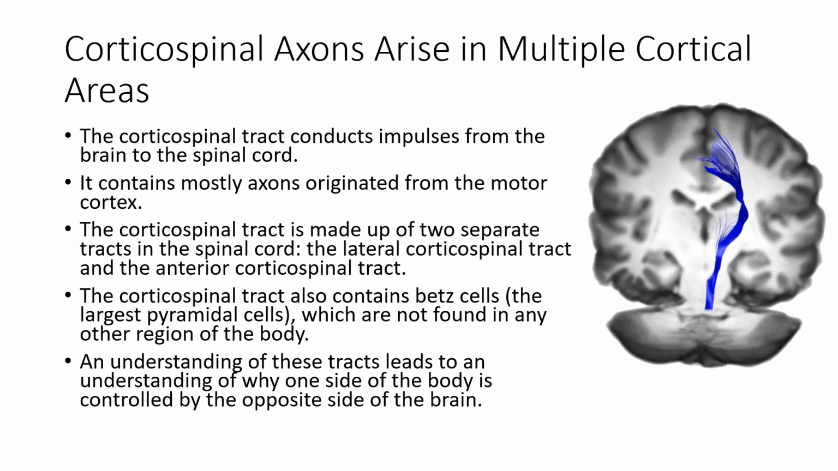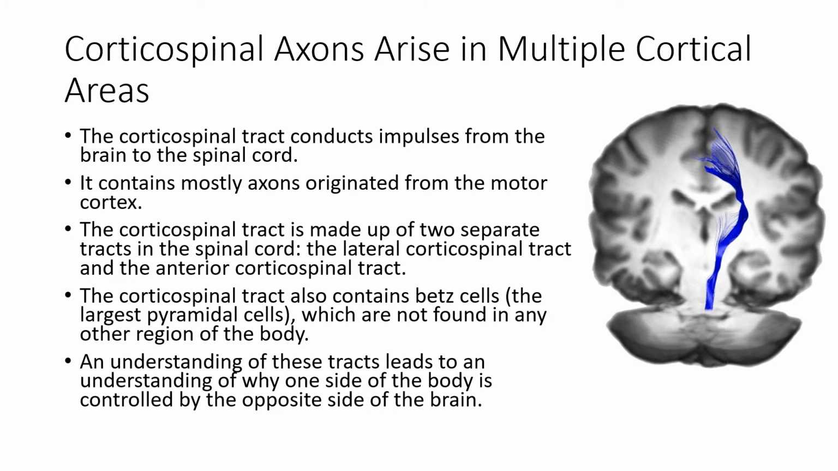Corticospinal axons arise in multiple cortical areas. So you can see that diffusion tensor image over there of corticospinal. Corticospinal tract conducts impulses from the brain to the cord. It contains mostly axons originating from the motor cortex. Corticospinal tract is made up of two separate tracts in the spinal cord, so lateral and anterior corticospinal tract.